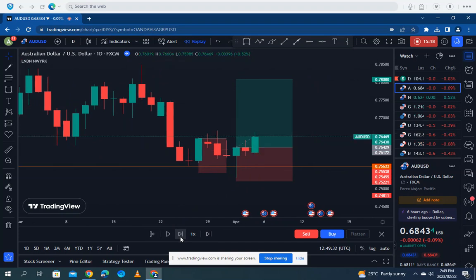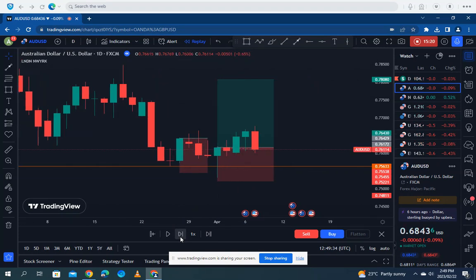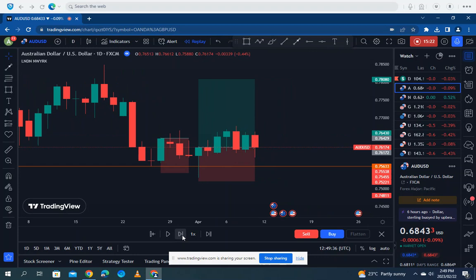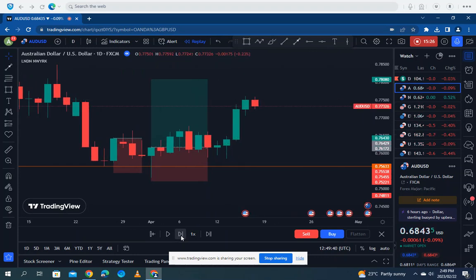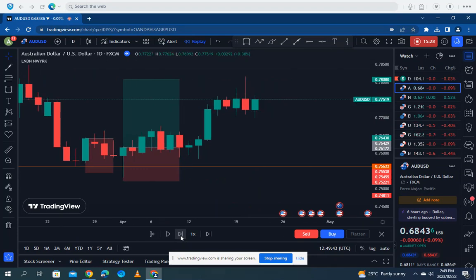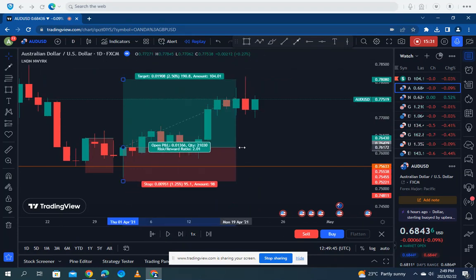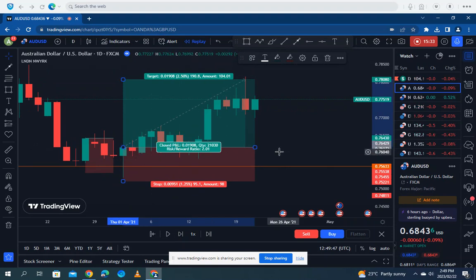So let's see how this is gonna go, right? I'm gonna keep playing the market and see if we're gonna hit our stop loss or we're gonna hit our take profit. And again, at this point, we don't care what the market does. We are simply here to play the numbers game. Okay, I think we just hit our take profit. All right, so that one was a win.